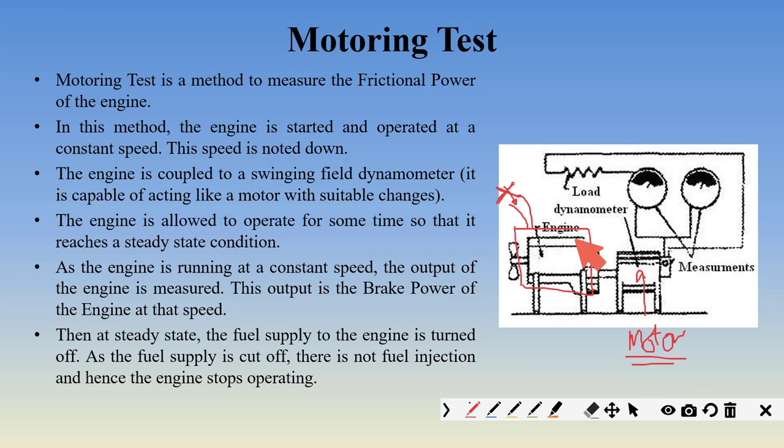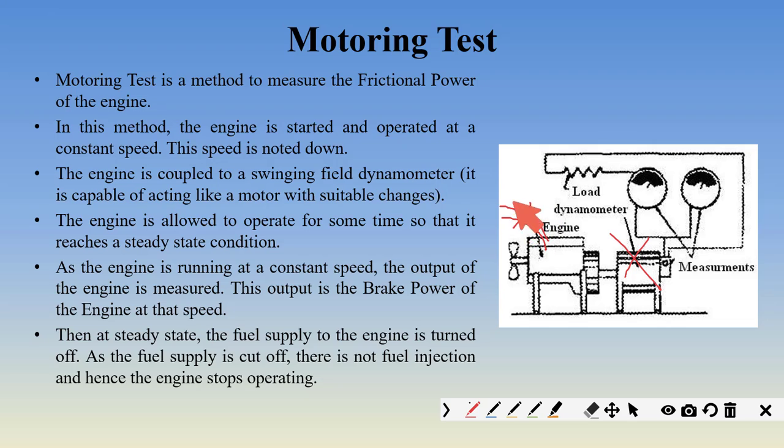What does that mean? Initially, this was acting like a dynamometer and it was measuring the brake power of the engine, right? Then when we hit a switch, the fuel supply is stopped and at the same time, this dynamometer starts acting like a motor, right? What is the function of a motor? A motor rotates. So what is this motor going to do? This motor is now going to rotate this engine. Ideally, what would have happened? Imagine if this dynamometer was not able to convert into a motor. What would have happened?